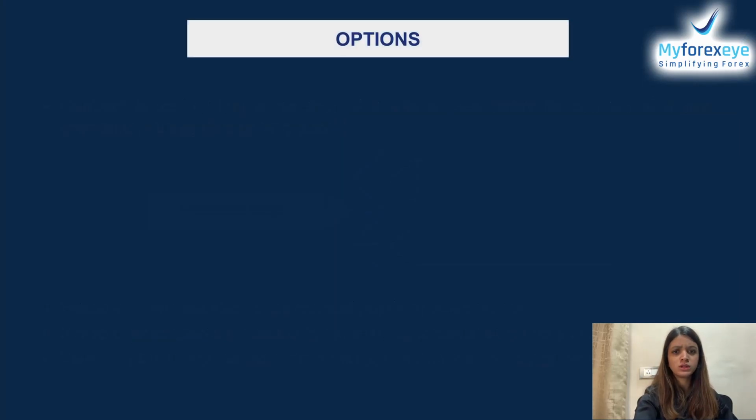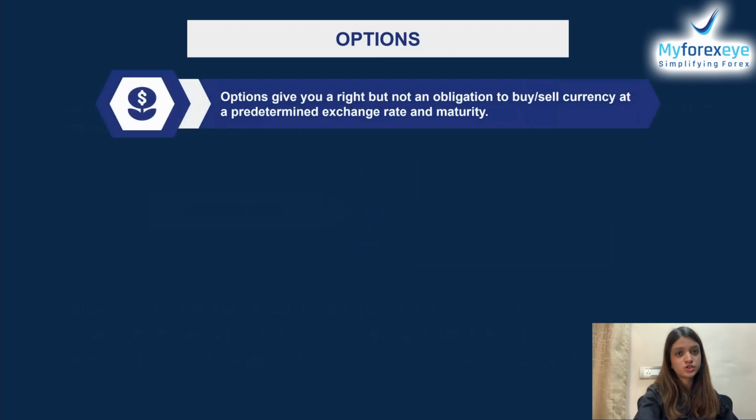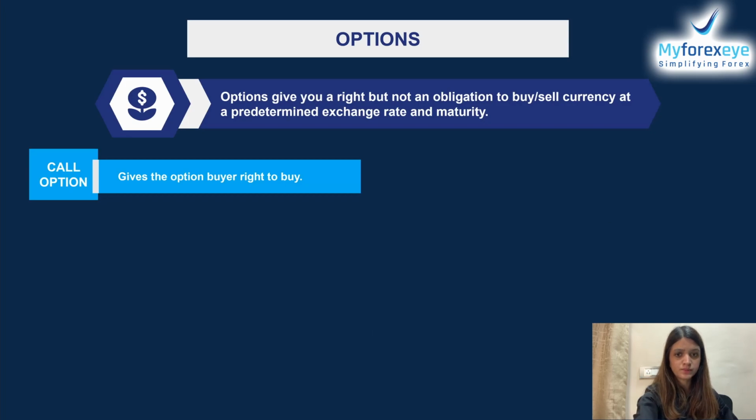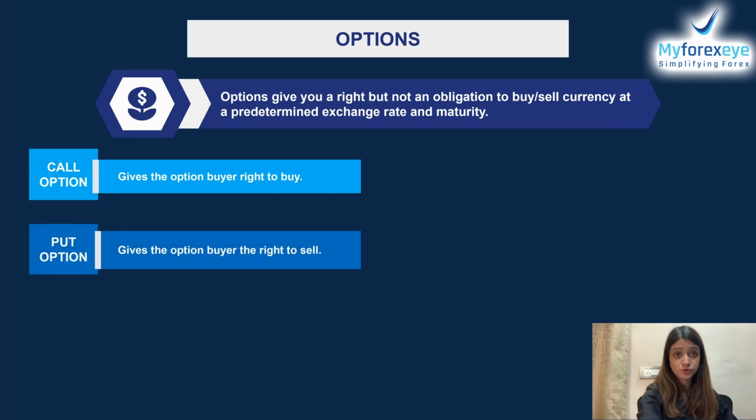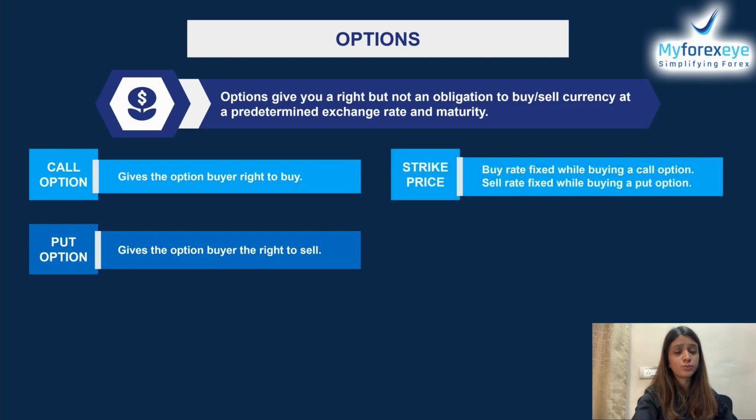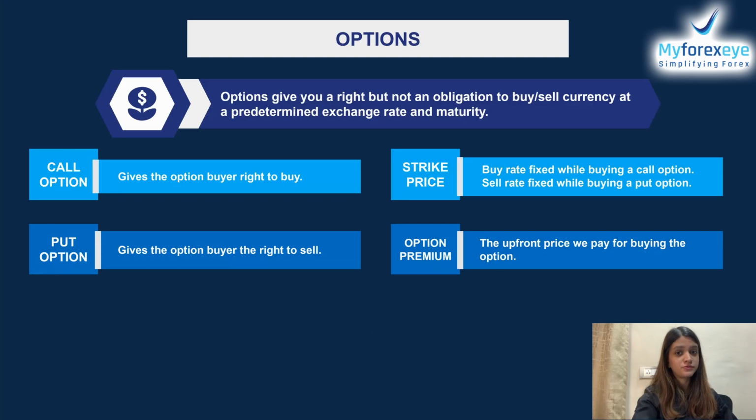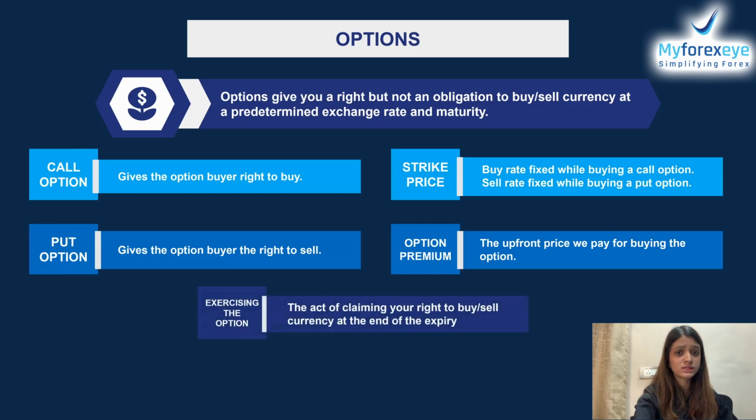The next most commonly used hedge instrument is options. So options give you the right but not an obligation to buy and sell a currency at a predetermined exchange rate and maturity. Let's understand some key terminologies related to options. So call option gives the option buyer the right to buy a particular currency. And a put option gives the option buyer the right to sell a particular currency. And the buy rate fixed while buying a call option and the sell rate fixed while buying a put option is known as the strike price. And the upfront cost that we pay for buying an option is known as the option premium.